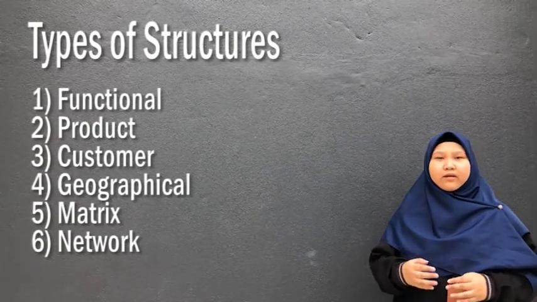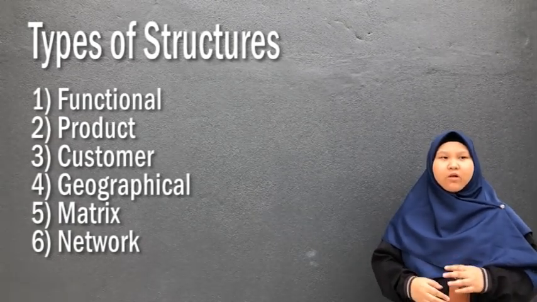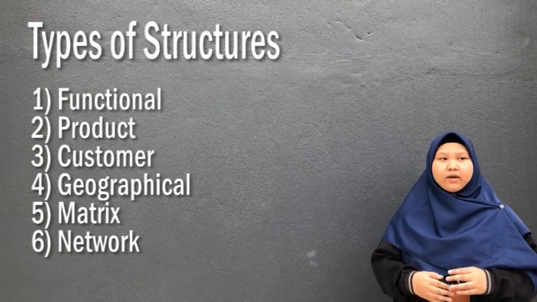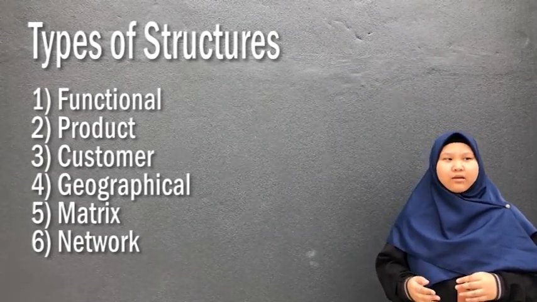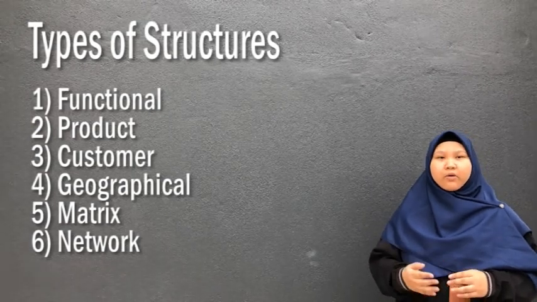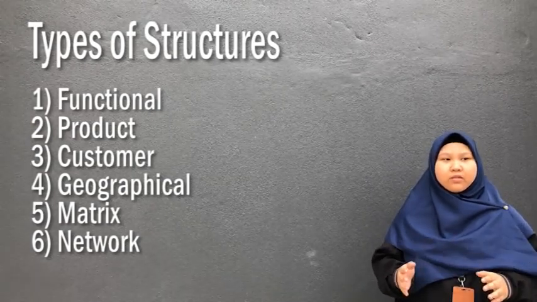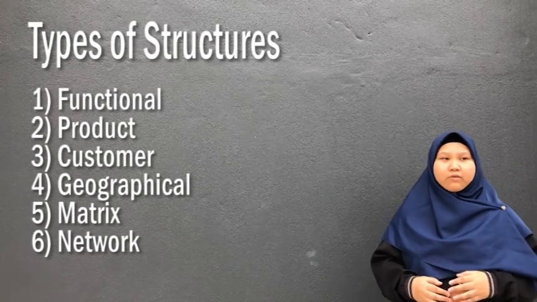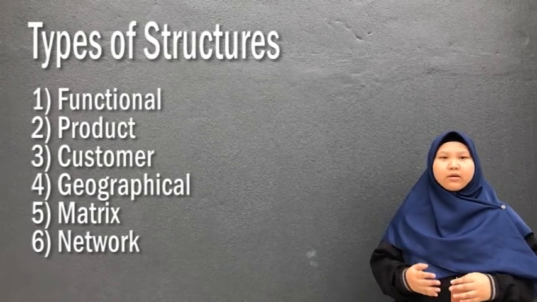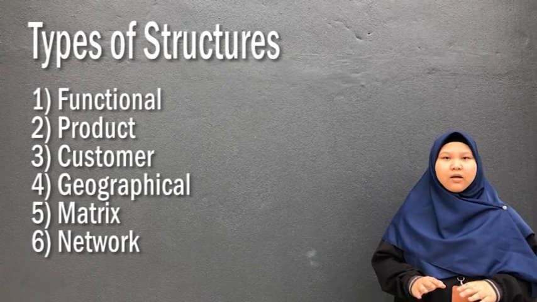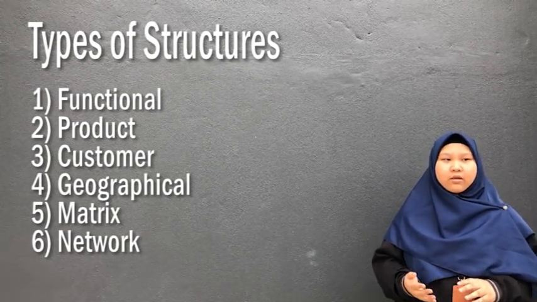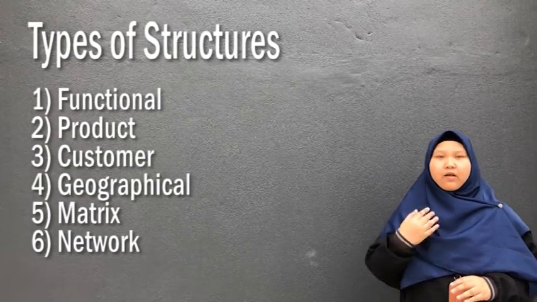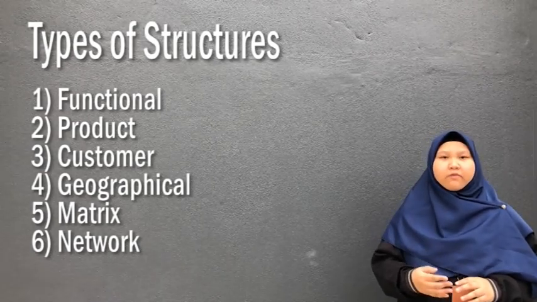First is the functional. Functional is for small firms offering a limited line of products. The second one is product. Product is by dividing the tasks on the basis of product manufacturers. Third is customer. Customer is grouping the tasks by what the customer needs. Fourth, geographical is organized around places, especially sales and manufacturing.